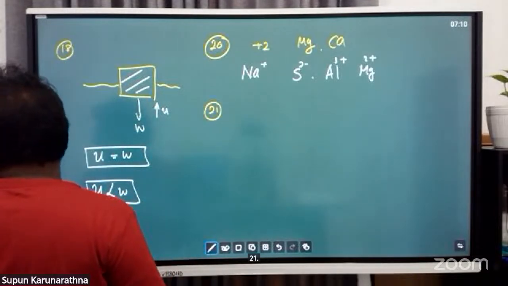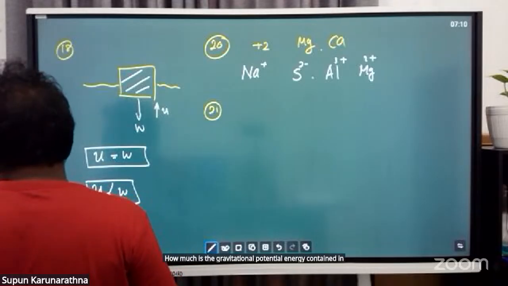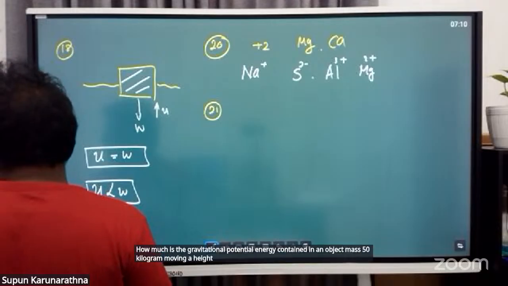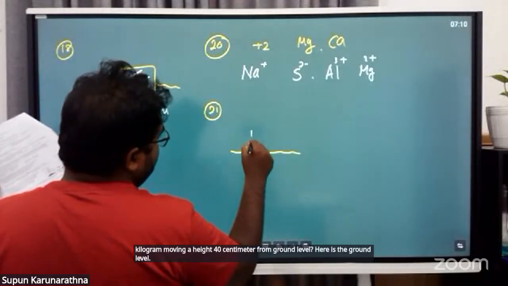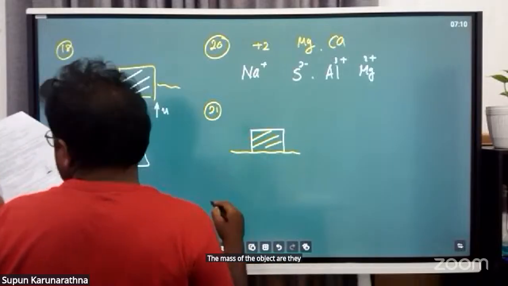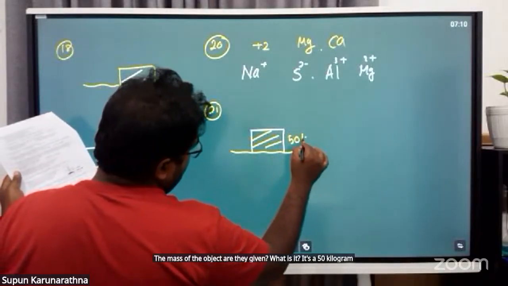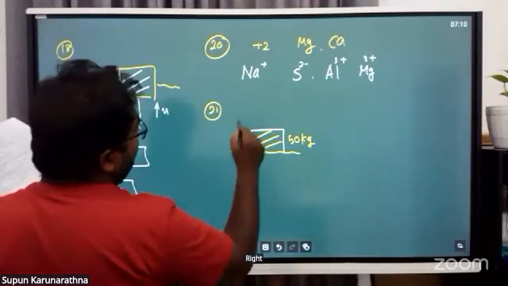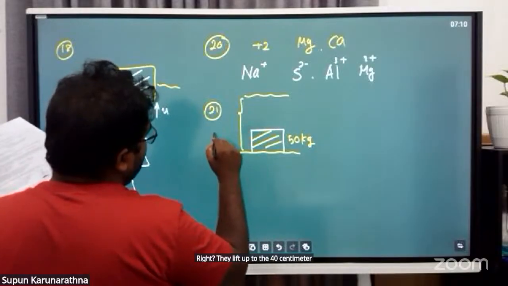Question 21. How much gravitational potential energy is contained in an object of mass 50 kilograms raised to a height of 40 centimeters from ground level? Here is the ground level, so there is an object. The mass of the object is given: it's 50 kilograms. They lift it up to a 40 centimeter height from the ground.